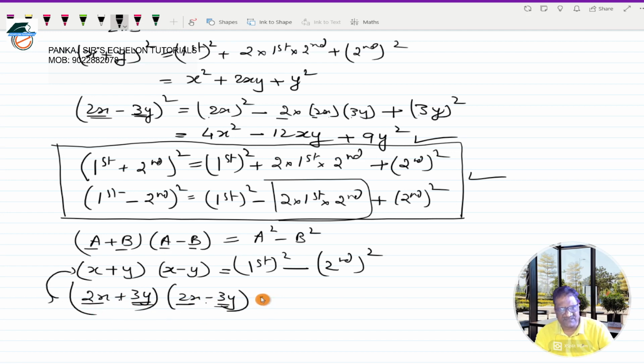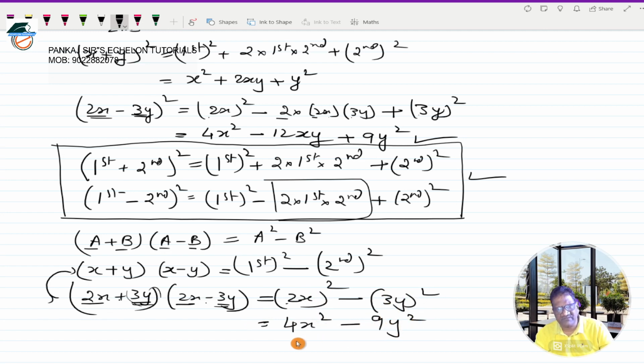So if that is the situation, all you have to do is take the first term, that is 2x, and square it, then put minus, and then take the second term, that is 3y, and square it. If you want, you can expand it. So 2 square would be 4, x square would be x square, minus 3 square would be 9, y square will be y square. Okay, so with this as the backdrop, now we will start problem solving.